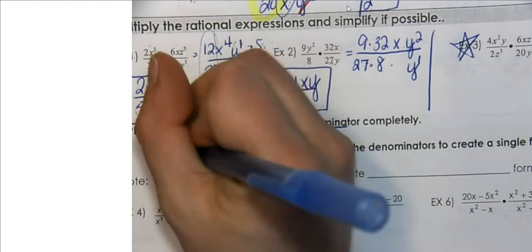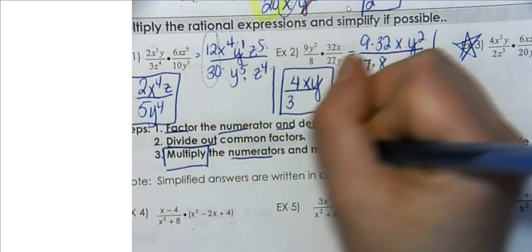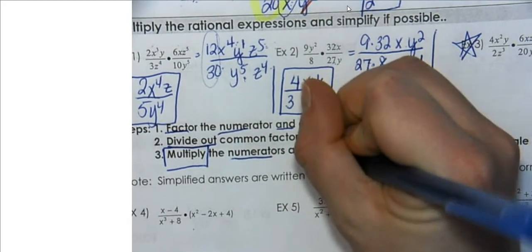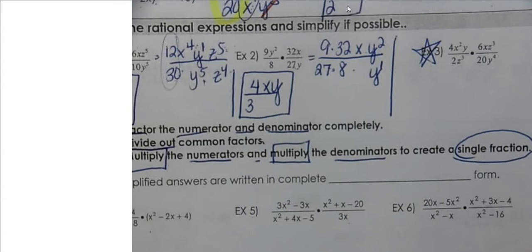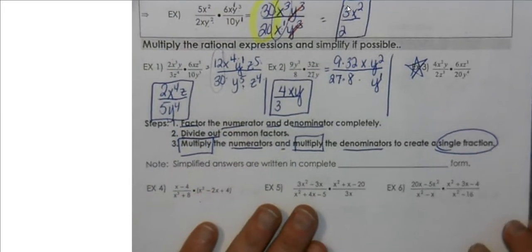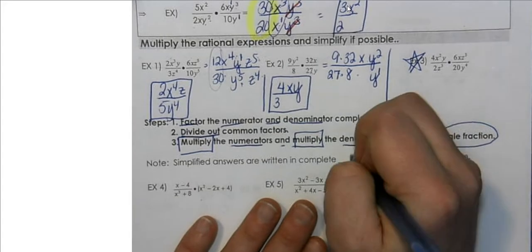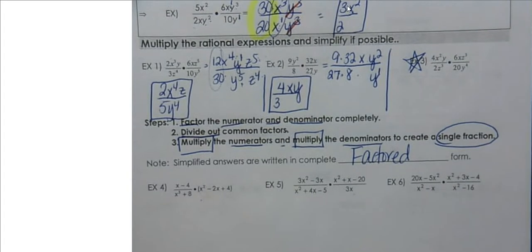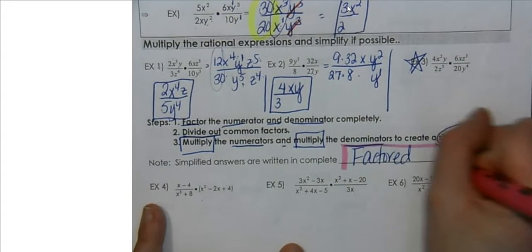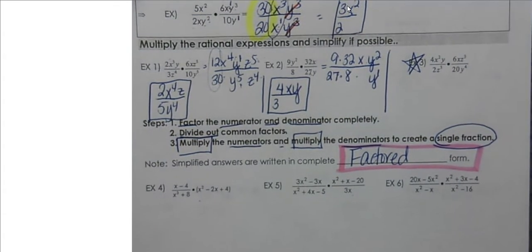After you've divided out your common factors, we are then going to multiply the numerators and multiply the denominators together to create a single fraction. And if there's any more for us to simplify, we will make sure that we do that if necessary, but our simplified answers must be written in complete factored form. I know that I've talked about this before, but I cannot emphasize it enough. I am going to specifically be looking for factored form. It tends to be easier and less steps if you do that. So let's go ahead and look at example number 4.